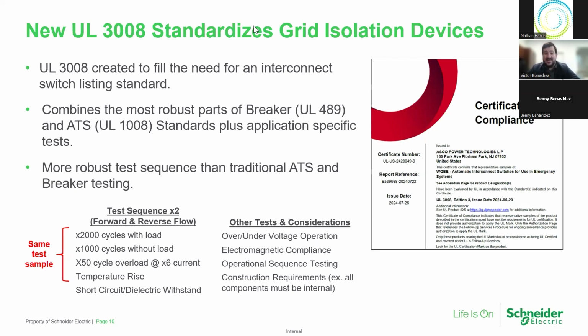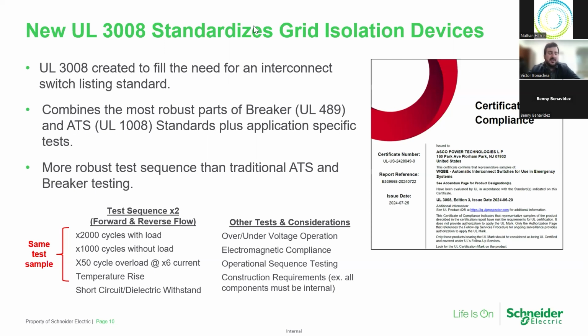In this case, you actually want the inverter to be in parallel with utility when everything's okay and only isolate otherwise. Now, that means you need a different sequence of operations, and as a result, the testing is different for this standard relative to UL 1008 or 489.